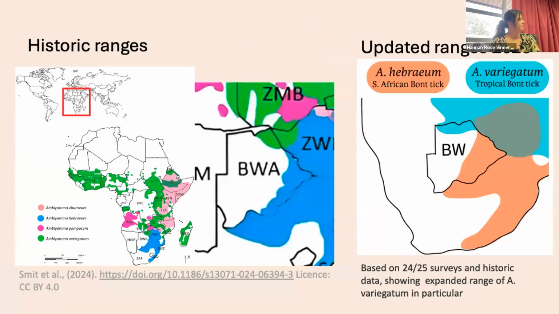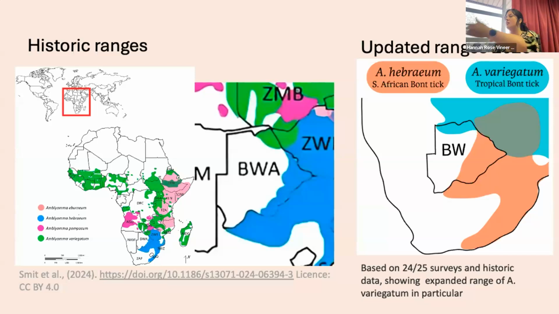So these are the historic maps of the ranges of Amblyomma ticks in particular. This is a nice paper from Andalisa, a previous PhD student at Pretoria with Lewis Neves. And I've just zoomed in on Botswana. Again, we've got the same historic picture of Amblyomma hebreum in blue on the Hardveld, and then just up at the border with Zimbabwe and Zambia around Kasane area, some Amblyomma variegatum in green.